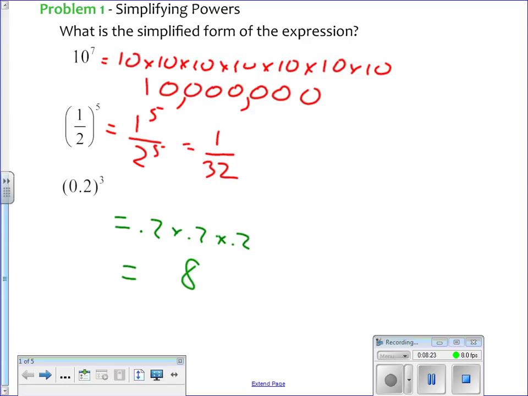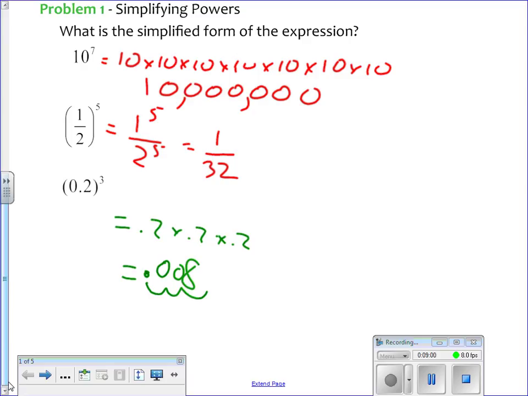But it's not 0.8. I have 1, 2, 3 decimals, so I have to move it over 3 decimal places. So I have to go 1, 2, 3. 0.008. That's what it is. It's cubed, so I have 1 decimal place here. Cubed means I have to have 3 decimal places in my answer. And if I had 2 decimal places here, I'd have to have 6 decimal places in my answer. Okay. But once again, you may use your calculators.